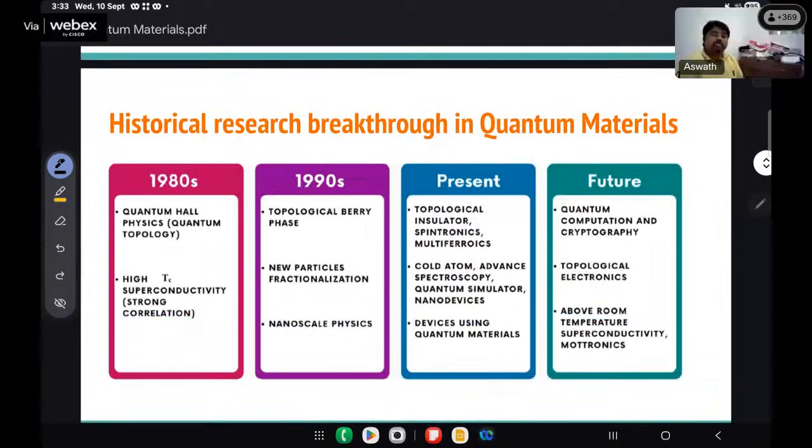Now, the next slide shows the historical research breakthrough in quantum materials. What has happened so far? It all started in the 1980s. There is something called quantum Hall physics. Quantum topology was studied.